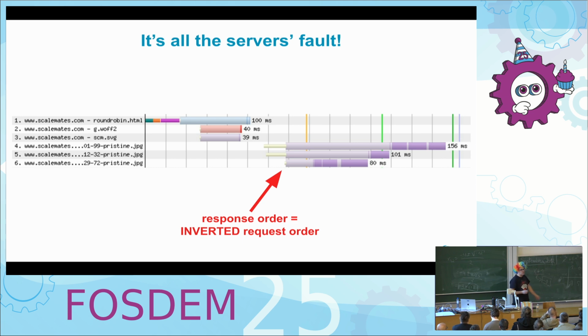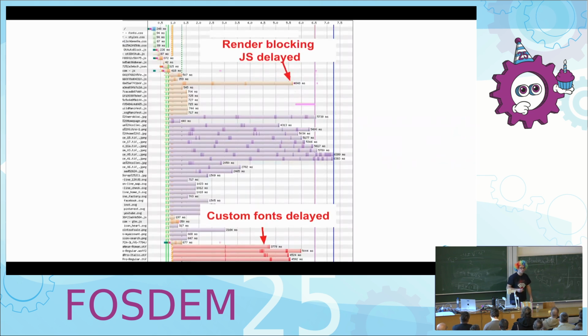It's not just these simple examples either. This is a more complex one, where a very important JavaScript on top and some important fonts also were being delayed by a bunch of images, these purple things in the middle. A ton of images that I really didn't need at that point. I really wanted the JavaScript first. But the server was sending me other stuff than I had requested.